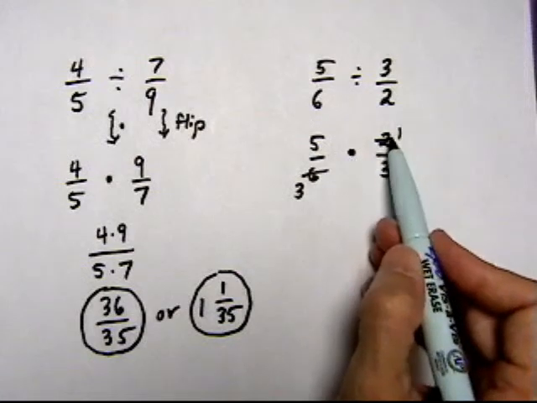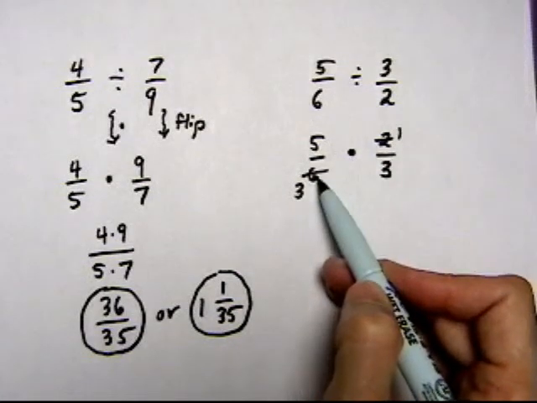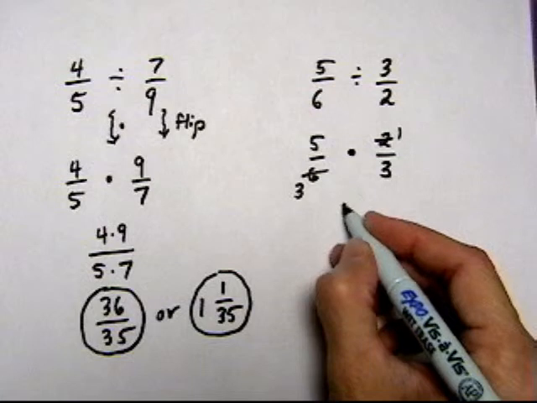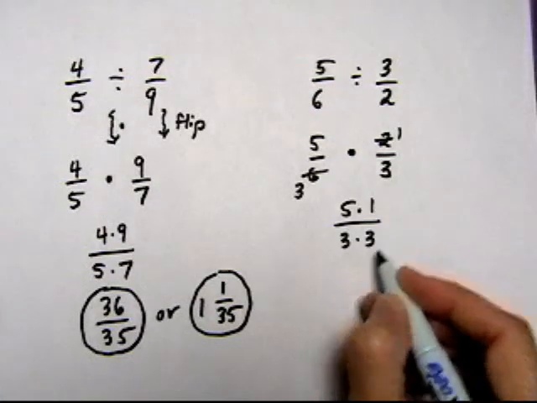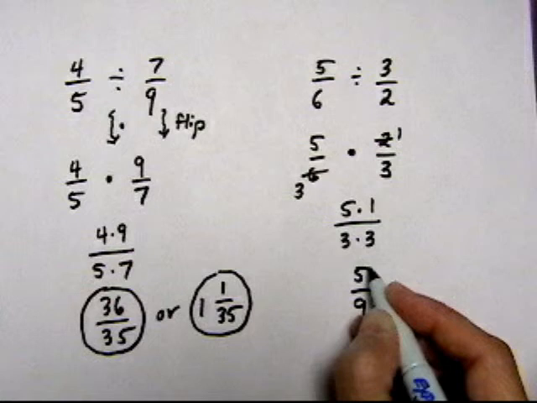problem. Then we can cancel top to bottom, and now we multiply across for numerators, 5 times 1, across for denominators, 3 times 3, and we get 5 over 9.